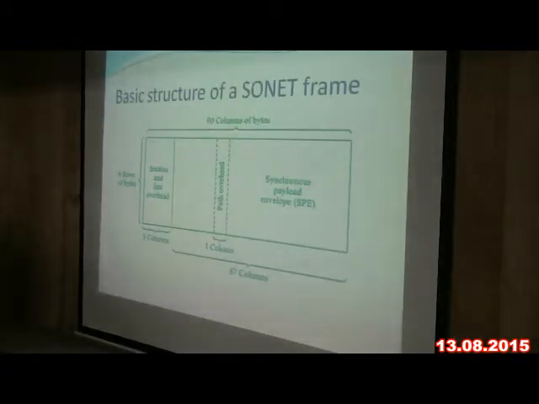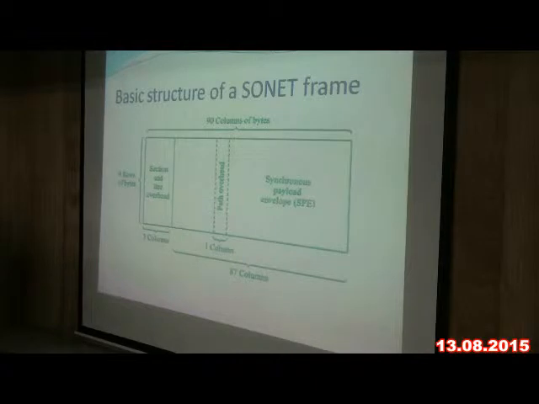This is the basic structure for your SONET frame. The SONET structure has a frame format. It has 90 columns and 9 rows. SONET STS-1, that is Synchronous Transport Signal, has 90 columns and 9 rows, and each entry is a byte.